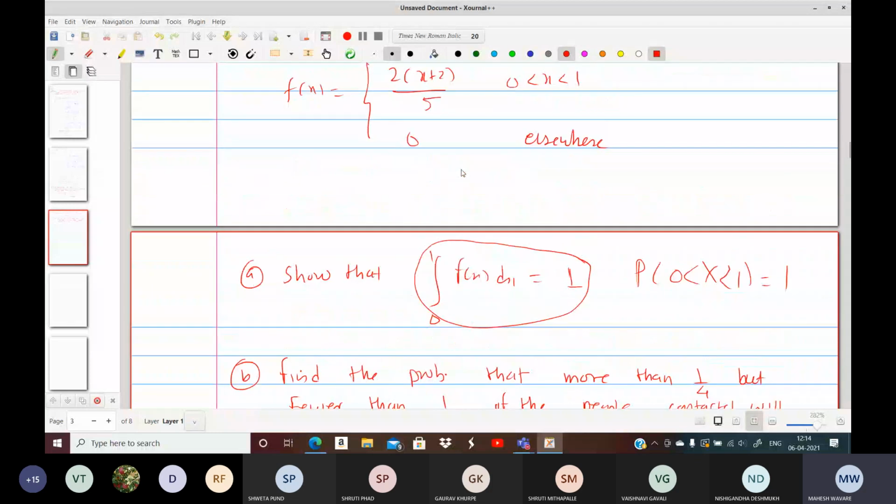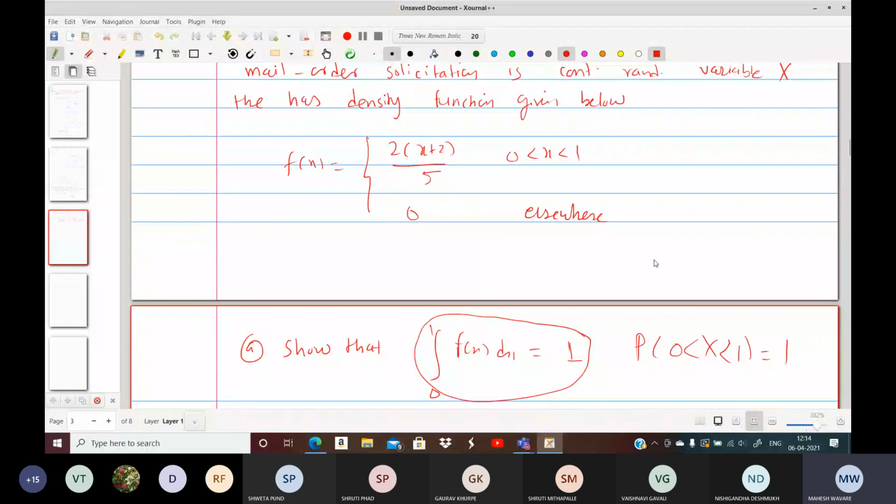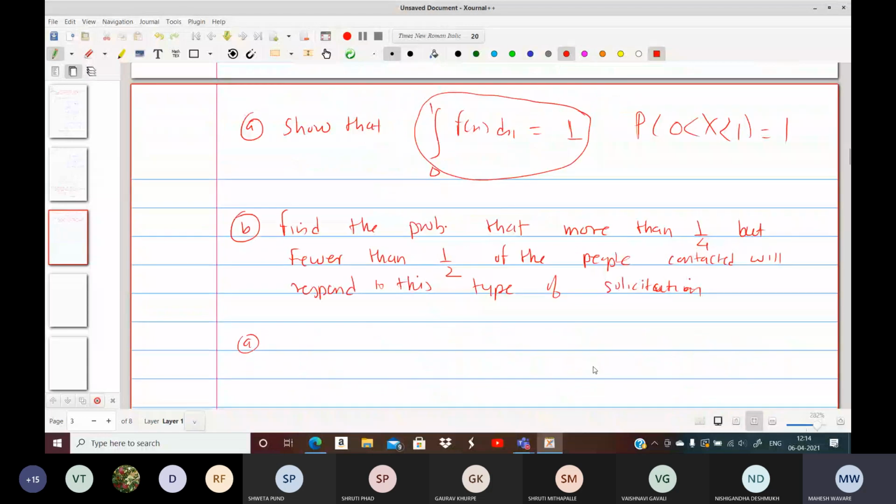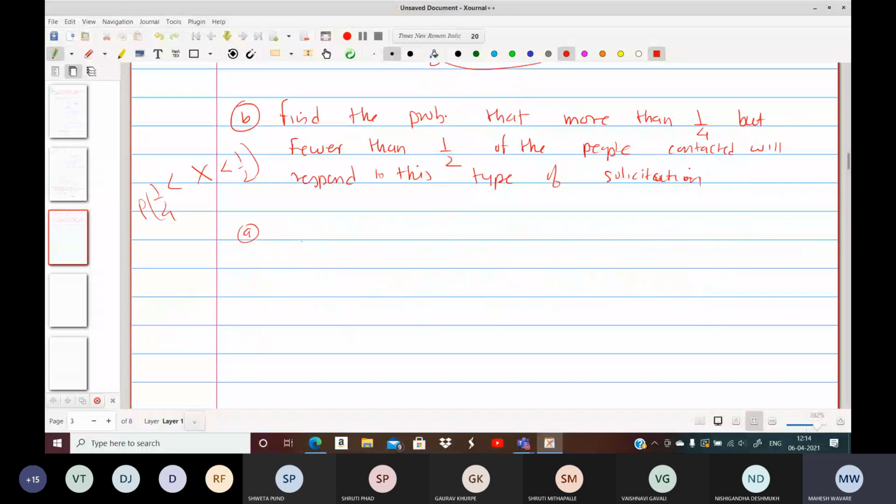And for this, what do we need to calculate? We have to find the probability for x more than 1 upon 4 and fewer than 1 upon 2. So P of this is to be calculated for the P part. So f of x, I'm not going to write again. I will write the probability of this. It is just the integral from 0 to 1 of f of x dx.